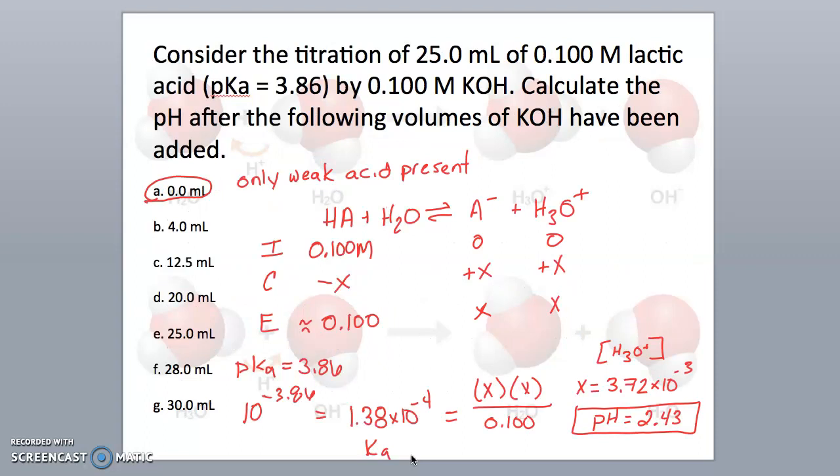So this is the question. I've got lactic acid, and they gave me a pKa, so that's a weak acid, not one of the strongs. And I'm going to titrate with a strong base, potassium hydroxide. So I've got all these different volumes. Now this question is written like a titration, right? Like we're adding these different volumes in and then calculating the pH. This could just be, it wouldn't have to be a titration. They could just say, what's the pH if I mix 25 mL of 0.1 molar lactic acid with 20 mL of 0.1 molar potassium hydroxide.